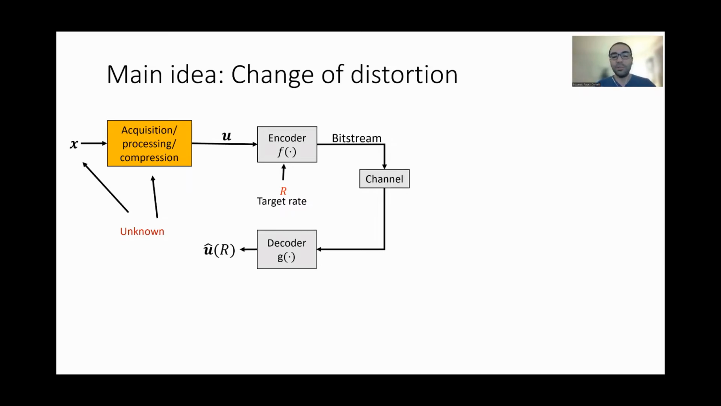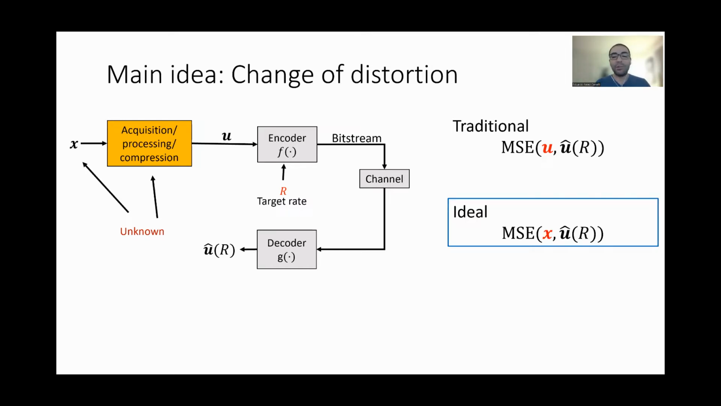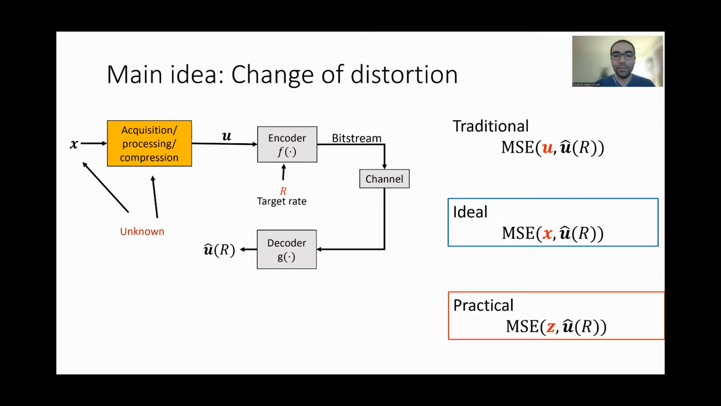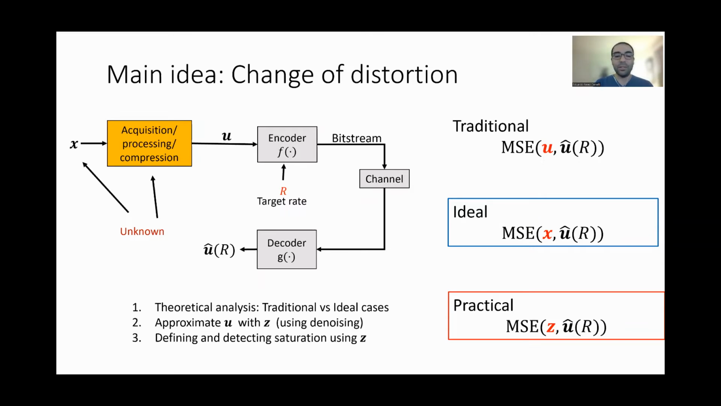So let's go back to the traditional diagram that we had before. The traditional approach would compute mean square error between U and U hat. In the ideal case, we would like to compute distortion with respect to the pristine original. Of course, this is unknown. That's why this is an ideal scenario. And in a more practical scenario, we may have access to a better reference that's available. Okay. So in this work, we're going to provide some theory that compares the traditional case with the ideal case. And then we propose an alternative practical method that uses denoising to compute a reference C.